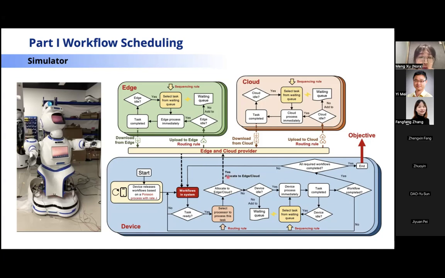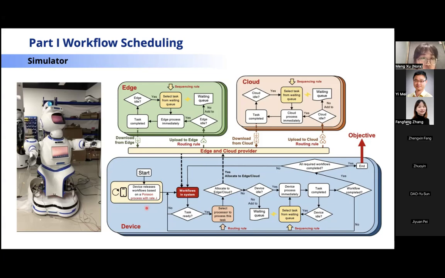That is because for some tasks, it might take a long time to process if the device, obviously the robot, processes it itself. And for some tasks, the robot itself cannot process them. The robot may only be suitable for solving some very easy tasks.